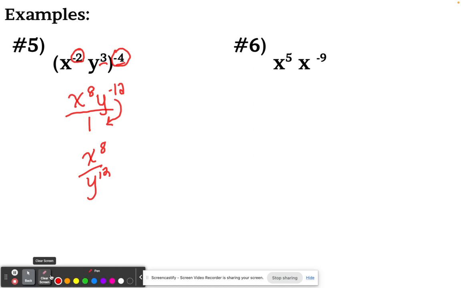Next example, I have x to the 5th power times x to the negative 9. Let's add those exponents. 5 and negative 9 will give me x to the negative 4 power. Again, when I have that negative exponent, I can move it downstairs. But in this case, I'm going to have to leave that invisible coefficient of 1 upstairs. So I'm going to have 1 over x to the 4th power. I can't just leave nothing in the numerator.